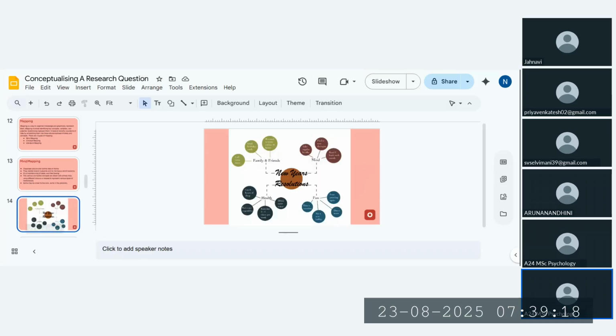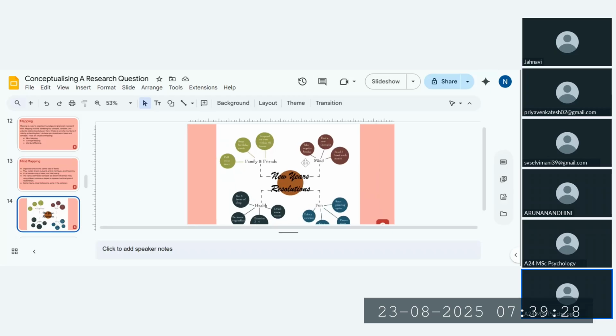An example of that, this is one example I saw online. It's called New Year resolutions. There are so many kinds of resolutions in that. And they have organized it so that some of them are related to the mind, some to fun, some to health, and some to family and friends. Can you see this mind map?